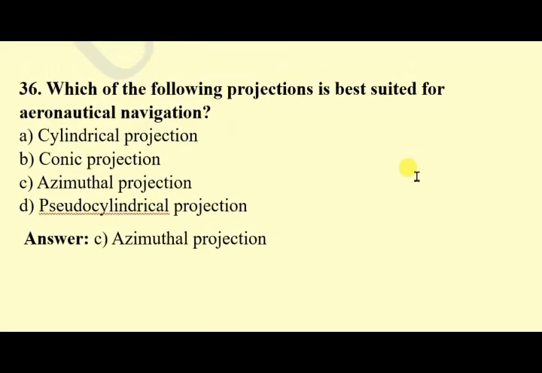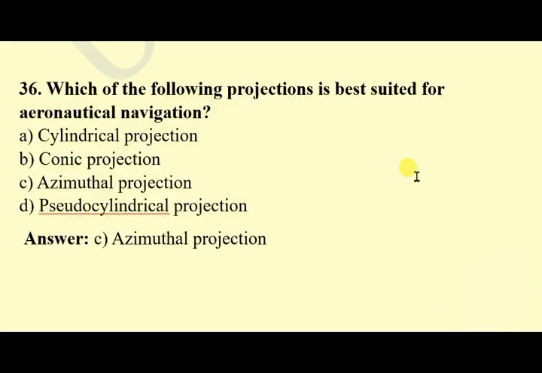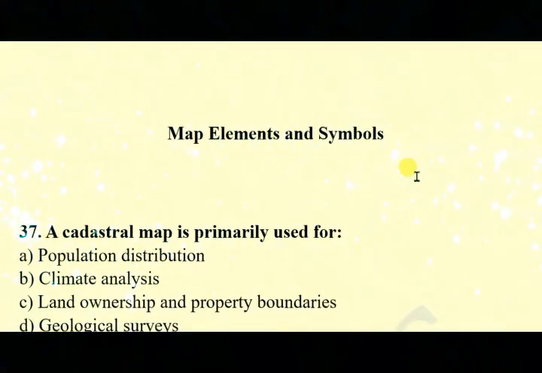Question 36. Which of the following projections is best suited for aeronautical navigation? Cylindrical projection, conic projection, azimuthal projection, pseudo-cylindrical projection. Here the right answer will be azimuthal projection. Now the category: map elements and symbols.